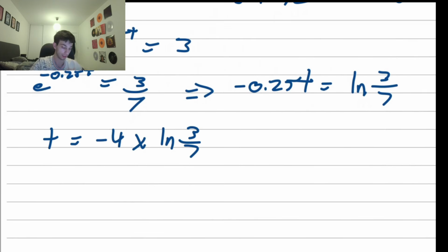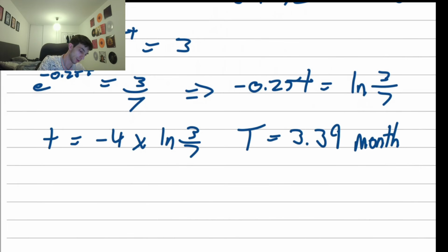Put this into your calculator to get your final answer. So we have minus 4 multiplied by the natural log of 3 over 7, and that will give us an answer for t of 3.39 months. This will be 3.39 months to 3 significant figures. And that's your answer to part C.